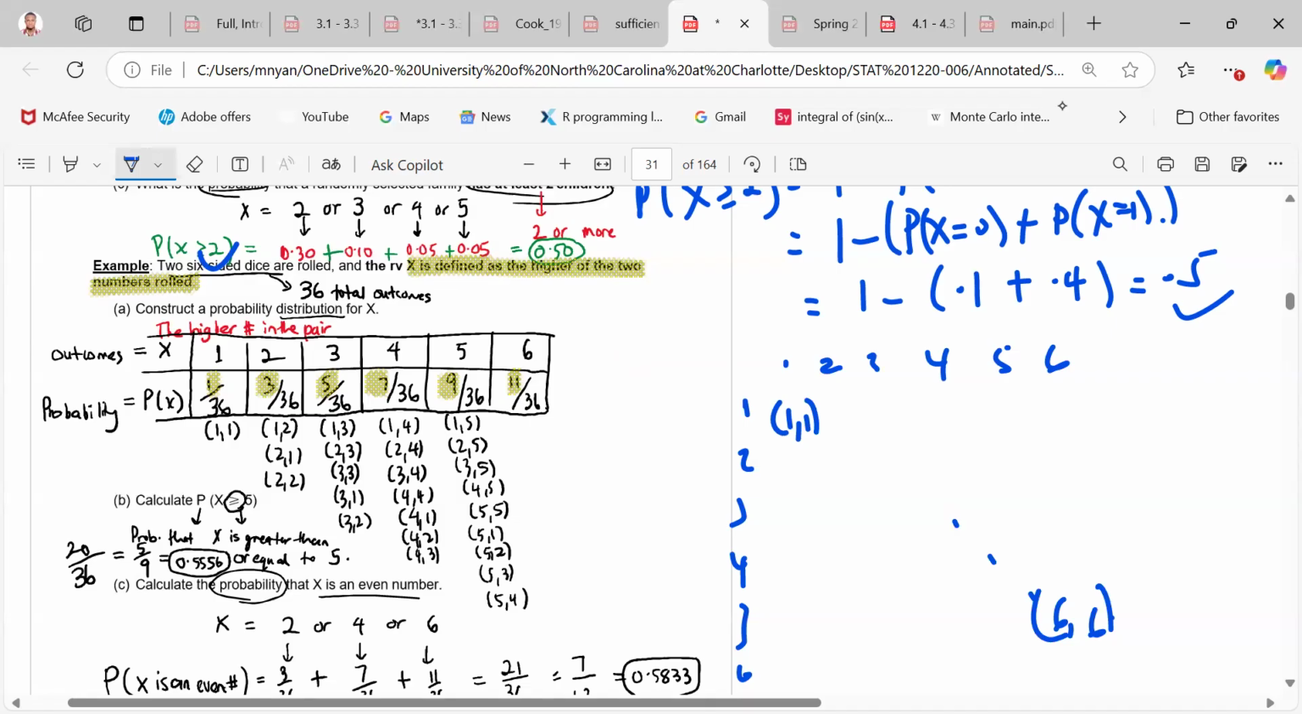So the chance that we get 1 to be the highest is 1 out of 36, and for 2 to be the highest, we are going to have 1,2; 2,2; 2,1. So in these outcomes we have 3 out of 36, and 3 is also happening 5 times. We apply the same, 6 happens 11 times, and so on and so forth. This is how we calculate these probabilities.